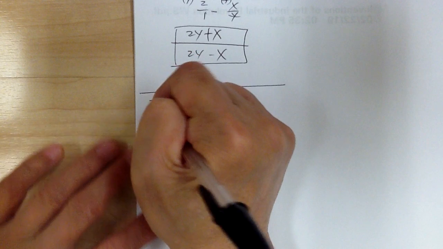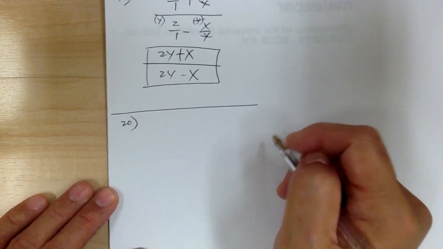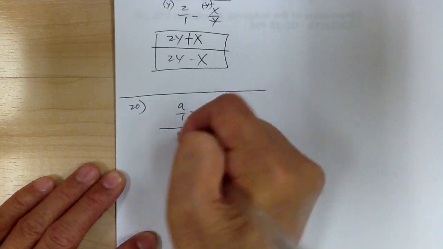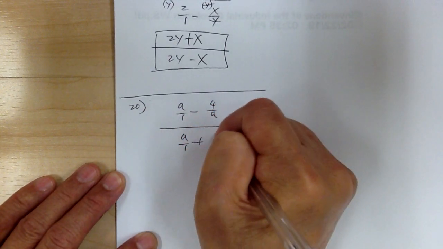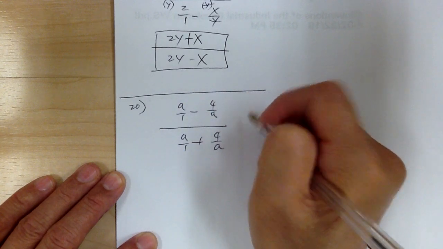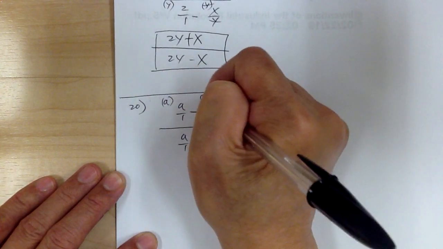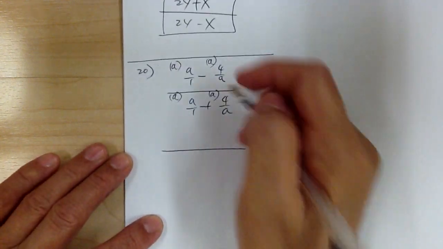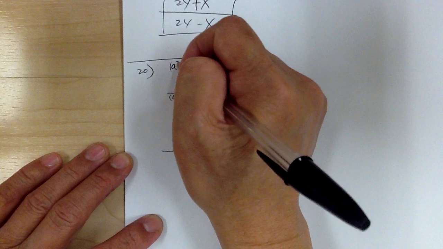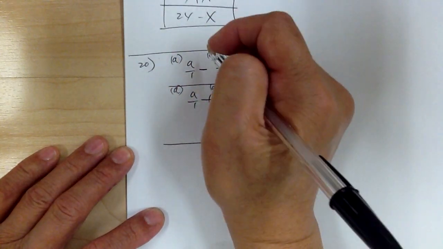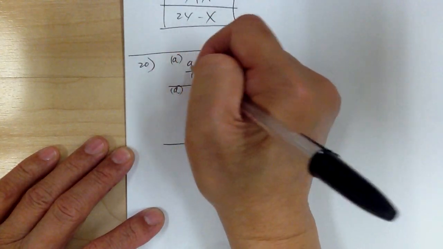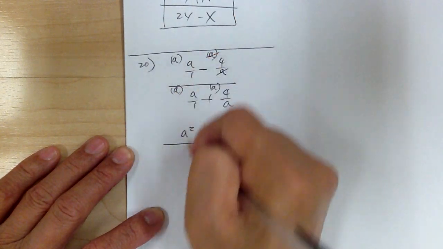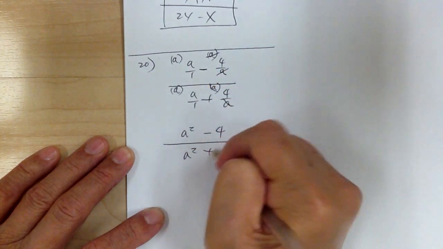Okay, let's go to number 20. You have a over 1 minus 4 over a divided by a over 1 plus 4 over a. So your LCD is a, so multiply everything by a. So get your fraction ready. So this one does not cancel, so these are terms, so that's why you have to multiply out. Okay, so this one you can just multiply, so you get a squared. This one cancels, so it'd be minus 4. This one you get a squared. This one cancels, you get plus 4.